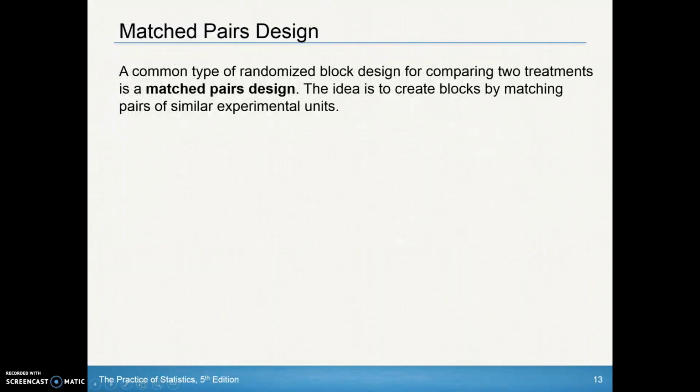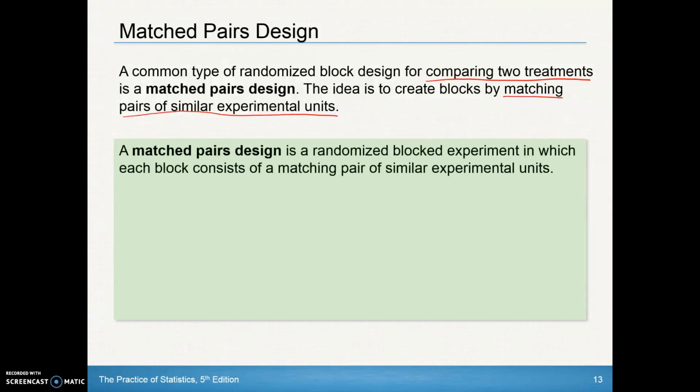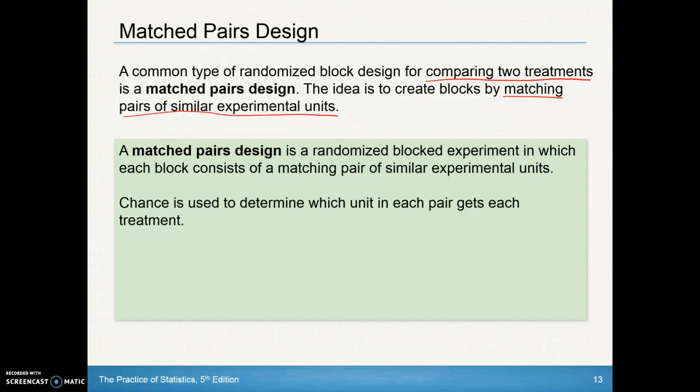We have another type of experimental design called a matched pairs design, and that's also used for comparing two treatments in an experiment. The idea is to create blocks by matching pairs. We're going to match pairs of similar experimental units, and you can do that in two different ways. A matched pairs design is a randomized block experiment in which each block consists of a matching pair of similar experimental units. Chance is used to determine which unit in each pair gets each treatment.